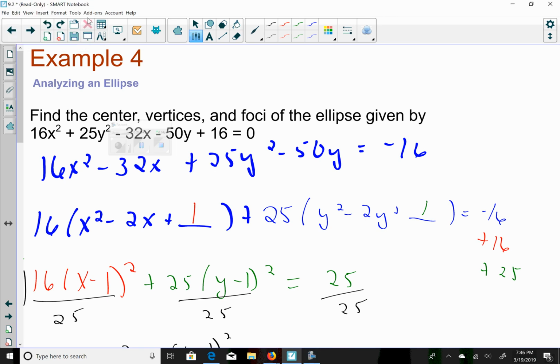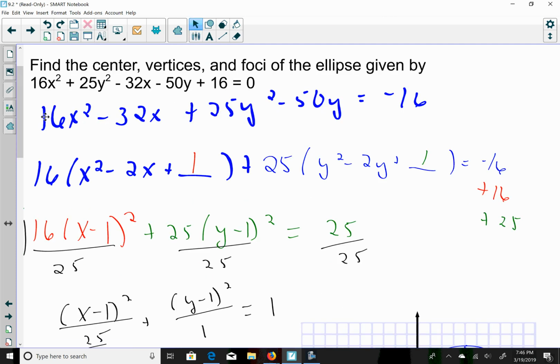Okay, I hope you had some luck with this. So what I did, I'll just talk through it real quickly, and hopefully you had the same thing that I do. I took my x's and I put them together. So I did 16 and 32x, put those two together. 25y squared and minus 50y, put those two together. Took 16 onto the other side. Factored out the 16 from both the 16 and the 32. That's how I got the 1 and the 2. Factored out the 25 from the 25 and 50. That's how I got 1 and 2.